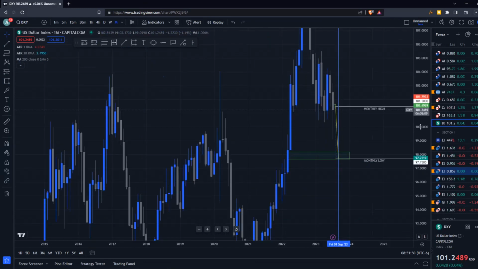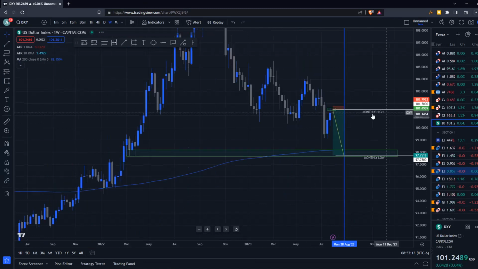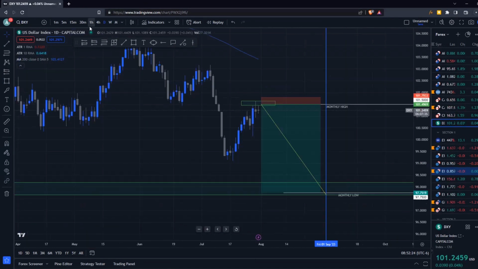On the monthly, it is breaking below here. There is a bit of a zone here. It's rejecting, but the cool thing is that once it breaks that zone, which I do think it will, you're looking at 101, so it's got to break that. So then, yeah, you would just wait.